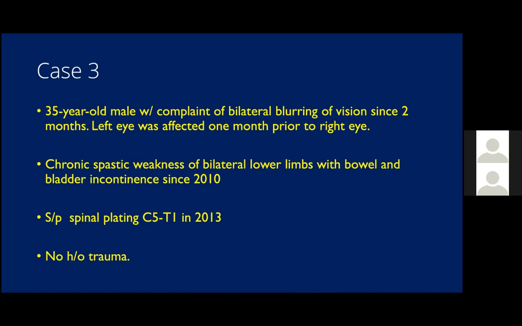Next case is a 35 years old male with complaint of bilateral blurring of vision since 2 months. The left eye was affected 1 month prior to the right eye. This patient had chronic spastic weakness of bilateral lower extremities with bowel and bladder incontinence since 2010. Somebody did spinal surgery in 2013 as well for these symptoms. And he had no history of trauma.